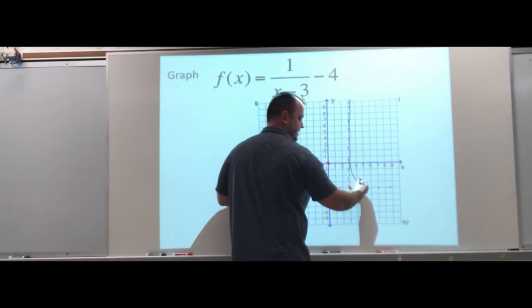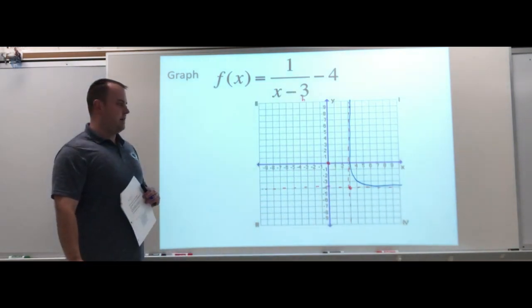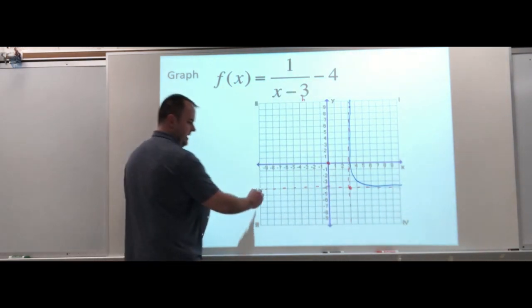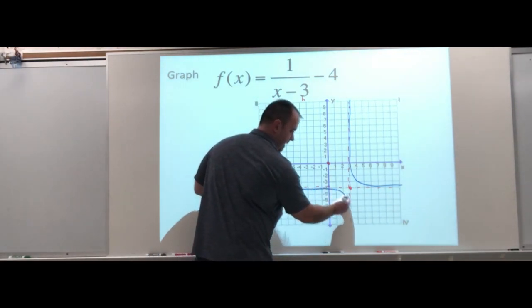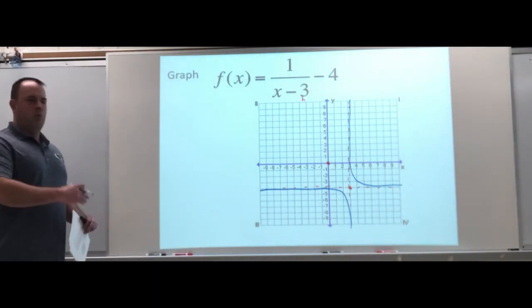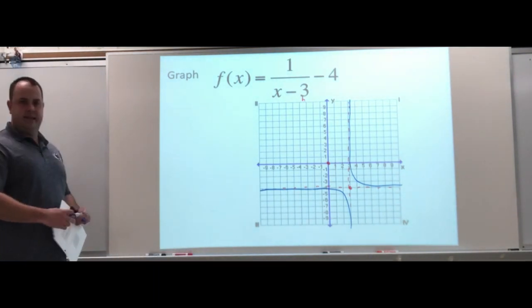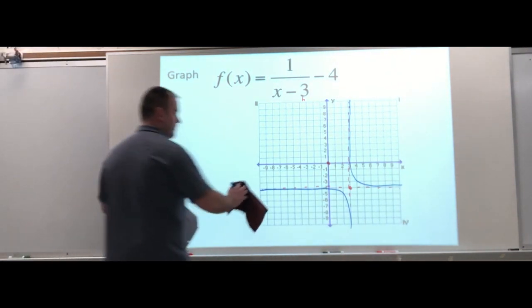Not hitting the axes. And there's that graph, or at least our new axes once we move our point, and then down and to the left. And there's our graph. So that's the movement that we had. Went to the right 3 and then down 4. Okay, so there's one example.